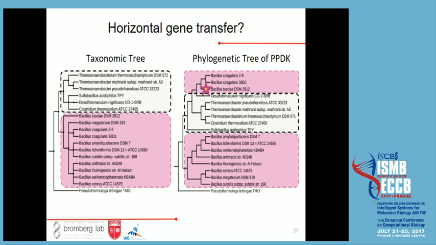But if we're looking at pyruvate phosphate dikinases, and we're building a phylogenetic tree based only on this protein, the 3 thermophilic bacilli actually cluster much closer to the Clostridia than the rest of the bacilli. And this might actually be an indication that the specific occurrence of that gene in those 3 bacilli might have been horizontally transferred from the Clostridia.